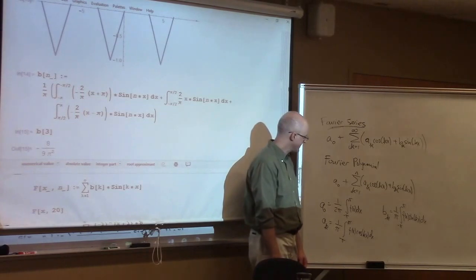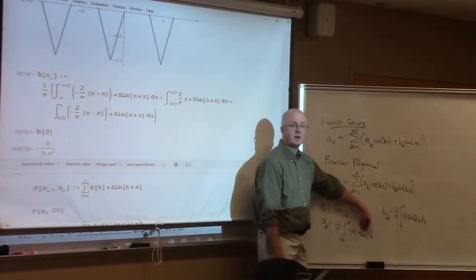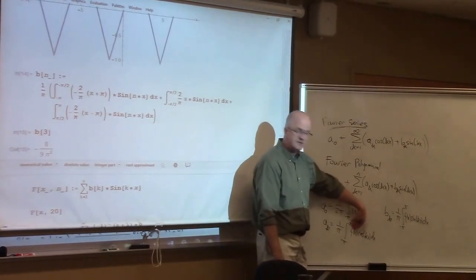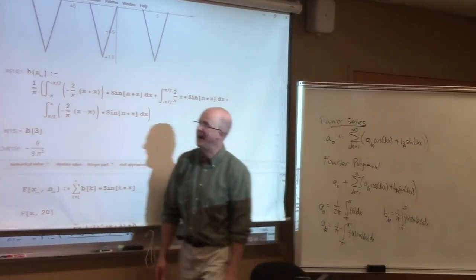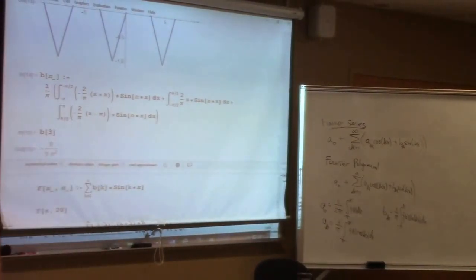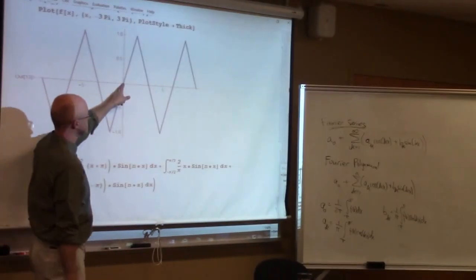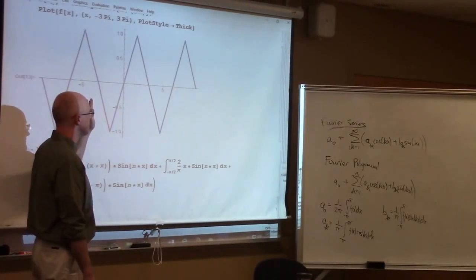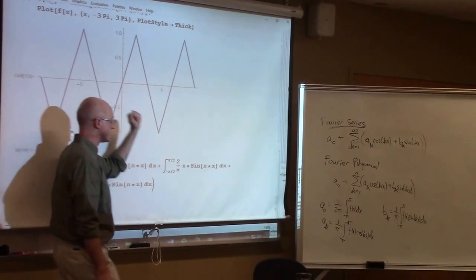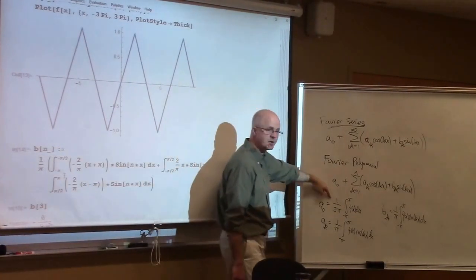Why is it an odd function? Well, cosine is an even function. This function that we have, this triangle wave, is actually an odd function. It's got symmetry with respect to the origin. Its integral from negative pi to positive pi is 0. This integral would be 0 for sure.